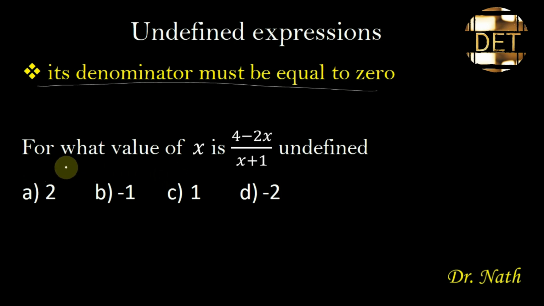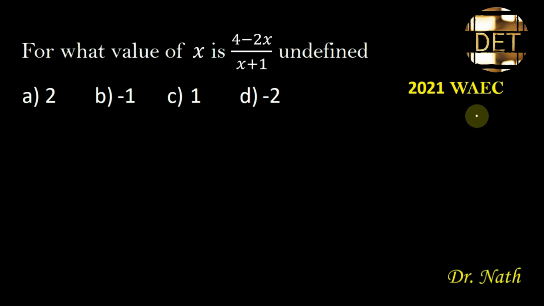For instance, for what value of x is 4 minus 2x all over x plus 1 undefined? A is 2, B is minus 1, C is 1, and D is minus 2. This question actually is a 2021 Y question.